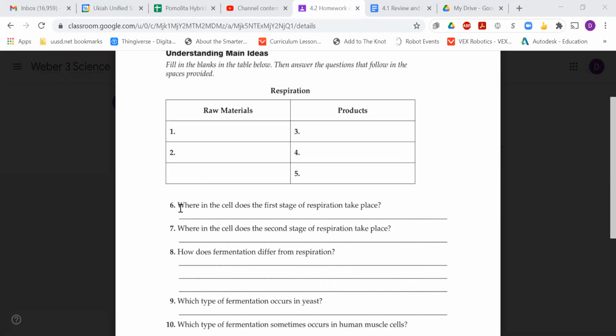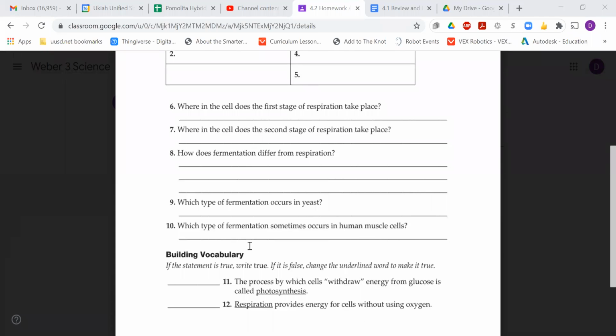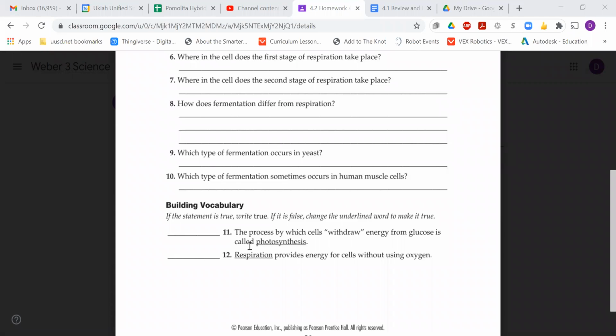All right. 6. Where in the cell does the first stage of respiration take place? All right, cytoplasm. Ooh, we have a full sentence instead of just the answer. Yes, the first stage takes place in the cytoplasm of the organism cell. Beautifully said. That's like taken right out of the text, right?